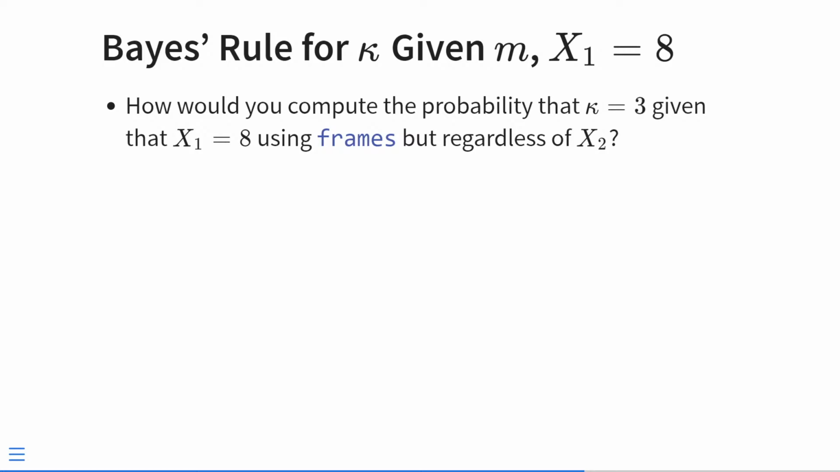All right, Bayes' rule time. How would you compute the probability that kappa is 3 given that x1 is 8 using the database of frames, but not conditional on x2? So you just observe the first roll of the first frame. It turns out to be 8. Nothing else. What is the posterior probability that kappa is 3 if the Poisson prior you used to generate the frames had an expectation of 8.5? How would you use your database of frames to answer that question? Conditional probability kappa is 3 given that x1 is 8, irrespective of x2.